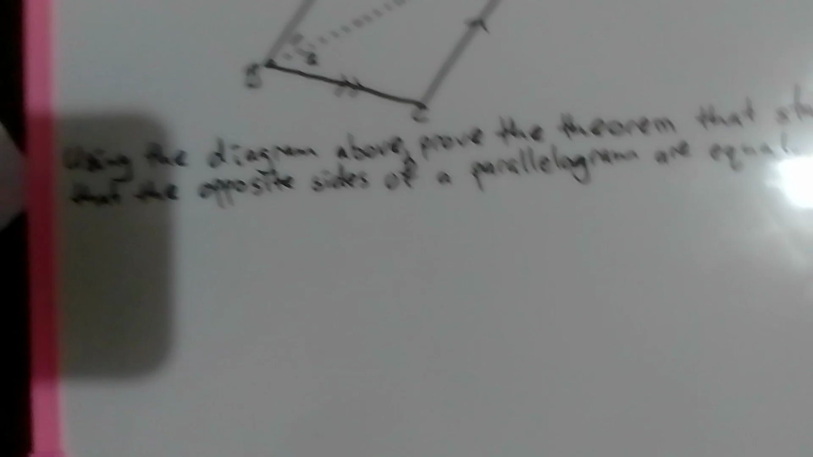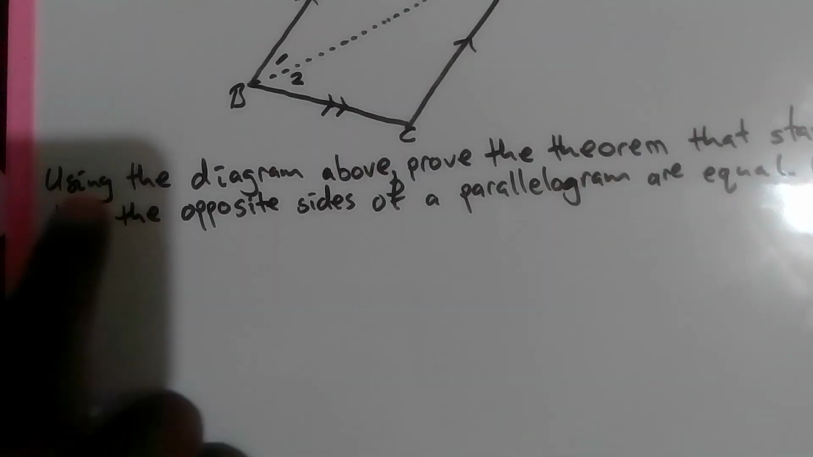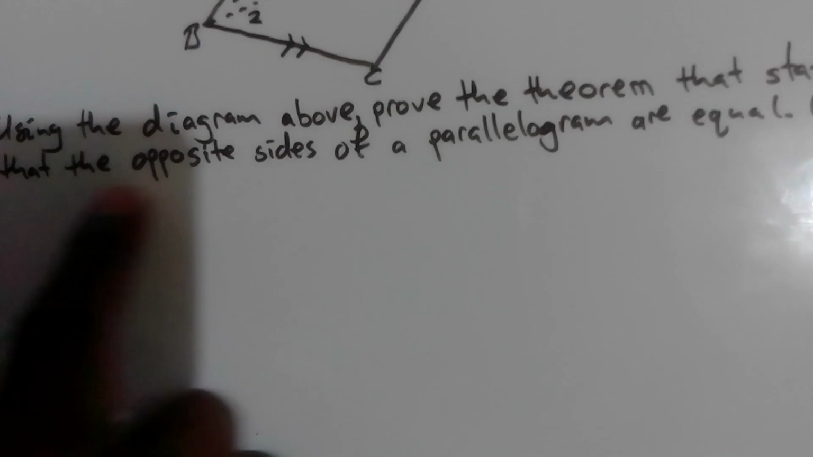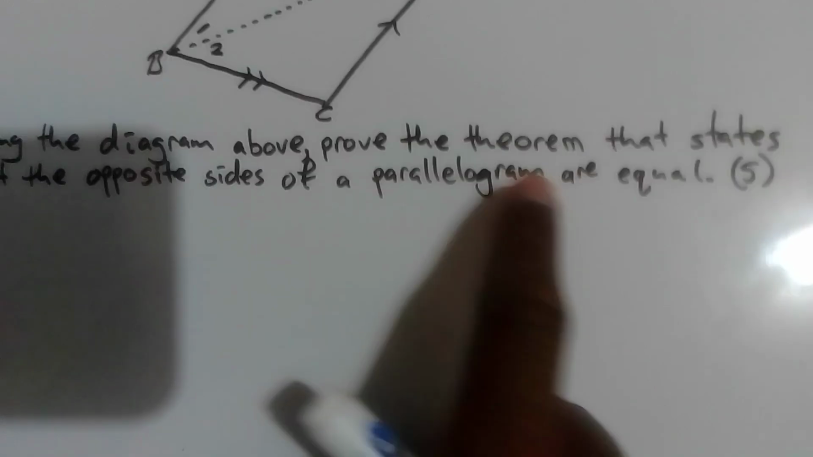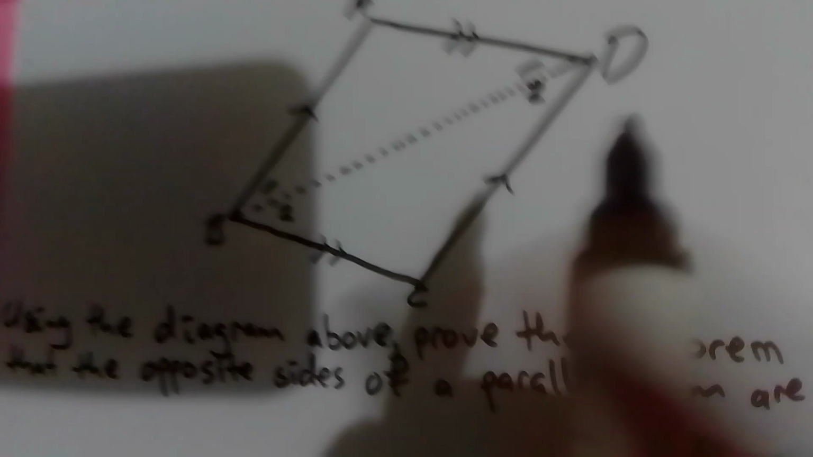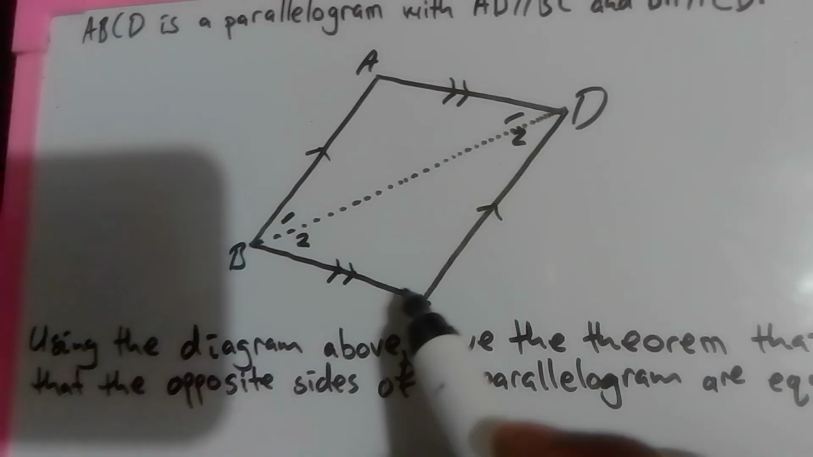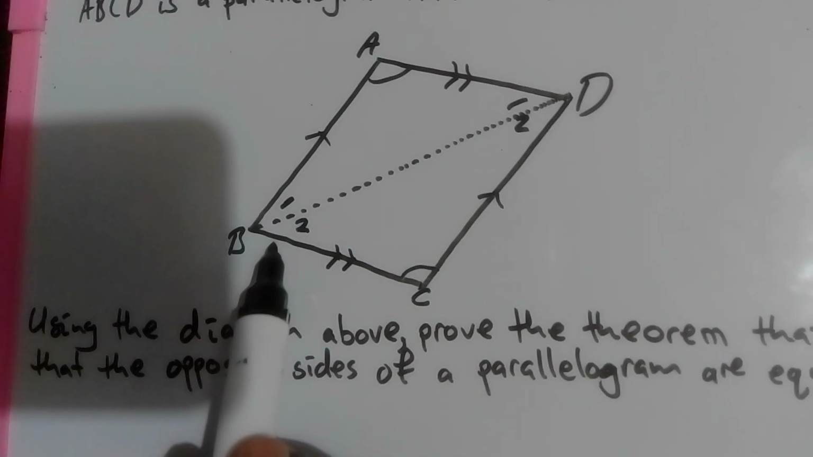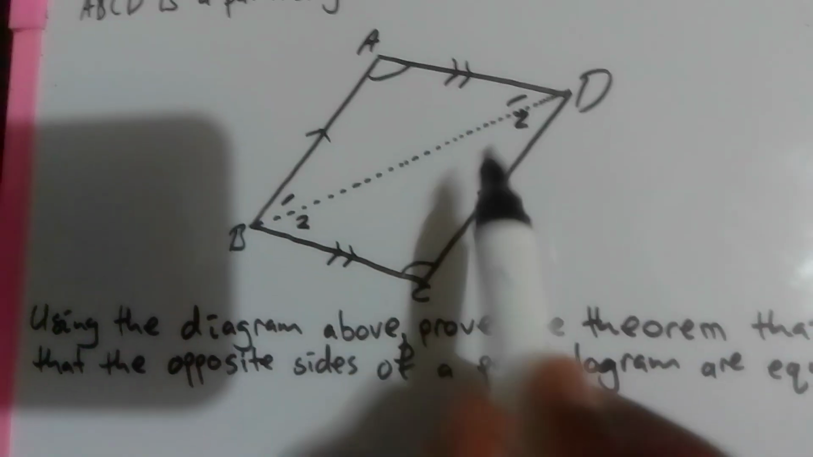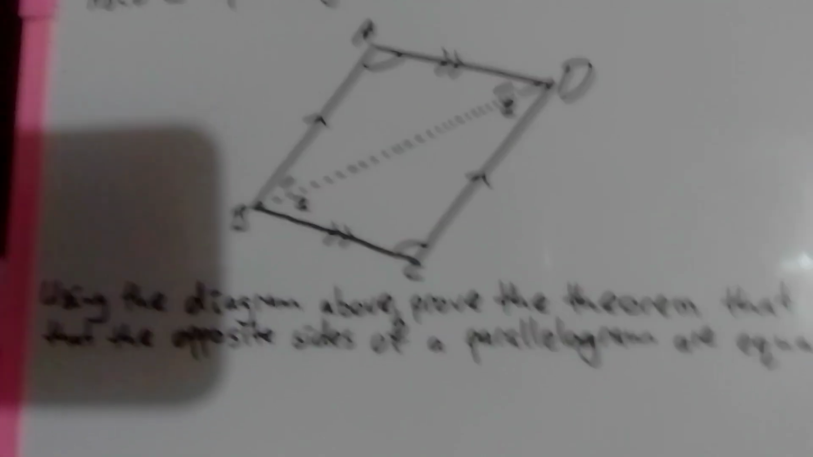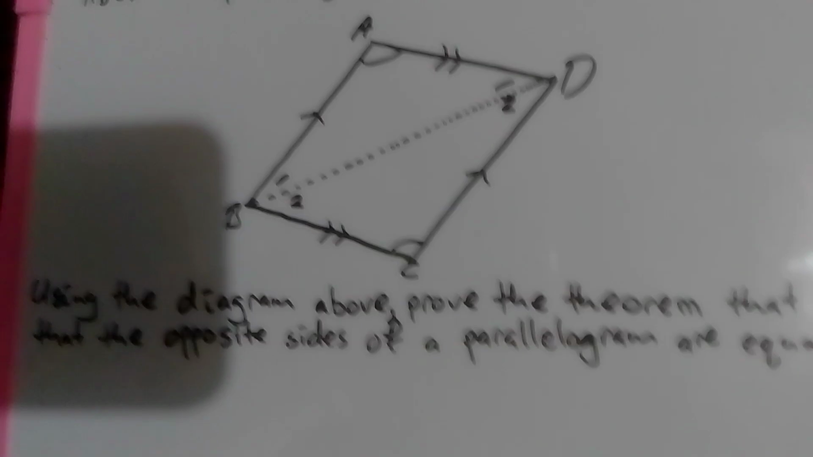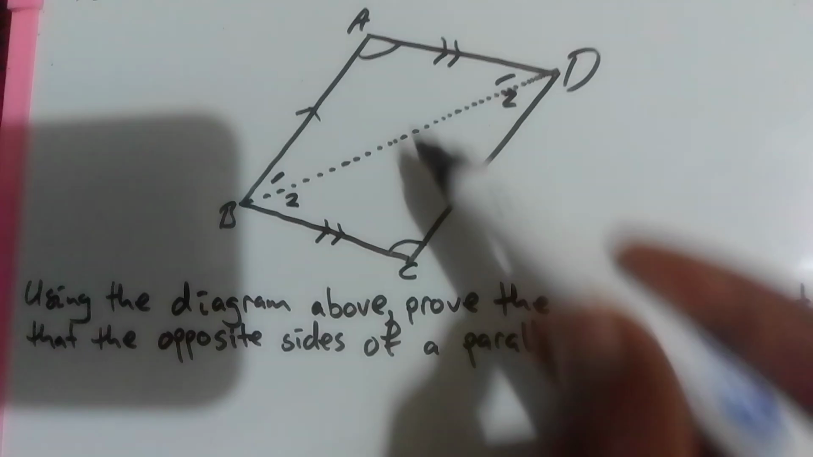Now let's go to the question. The question states that using the diagram above, prove the theorem that states that the opposite sides of a parallelogram are equal. Remember, under the properties of a parallelogram, we would say that angle C is equal to angle A, or angle B is equal to angle D. So our job is to prove. Now we have to use what we are given.